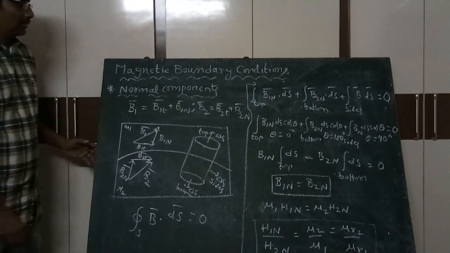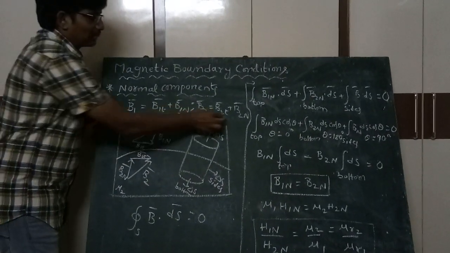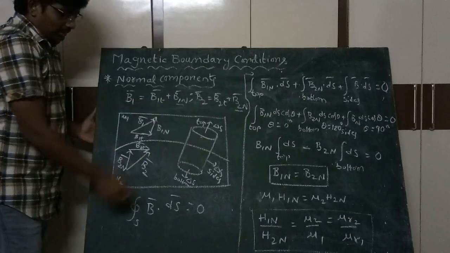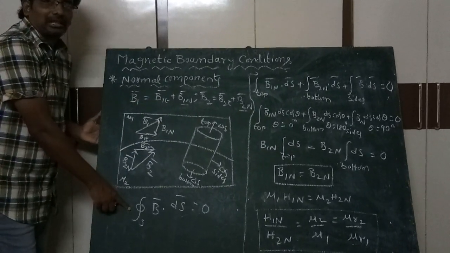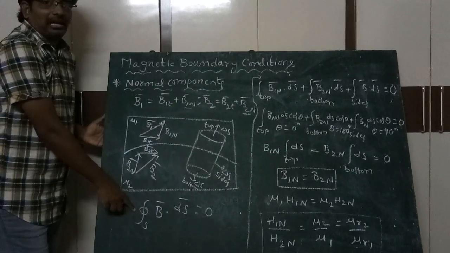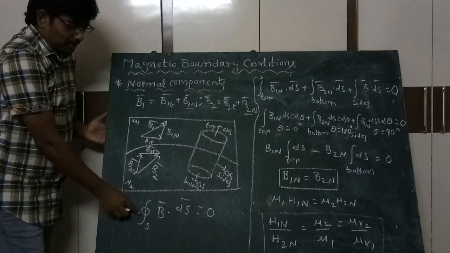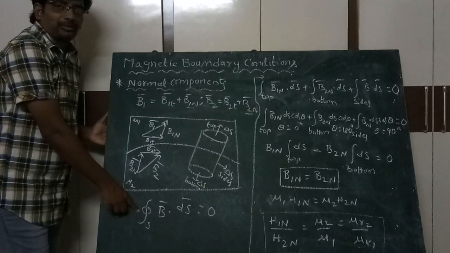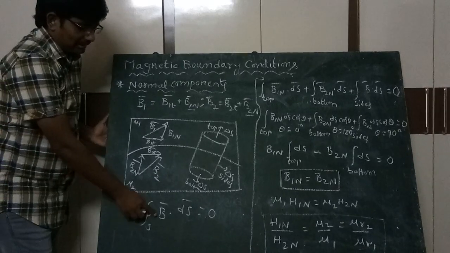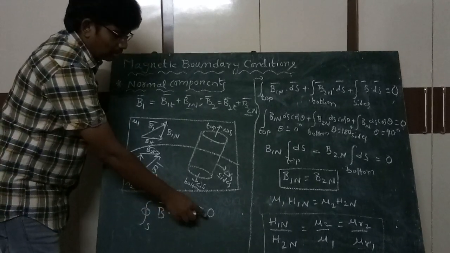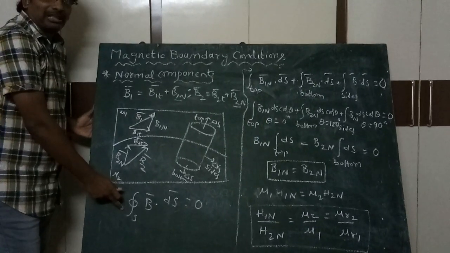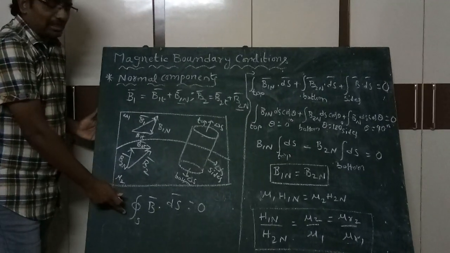Now I will tell you how to determine this normal component of magnetic flux density. For that we need to use Maxwell's second law in integral form. It states that the total amount of flux passing through a closed surface is equal to 0. That means the closed surface integral of B bar dot dS bar is equal to 0. So we need to use this formula in order to determine the normal component of magnetic flux density.